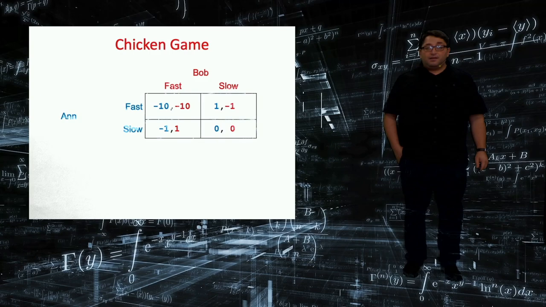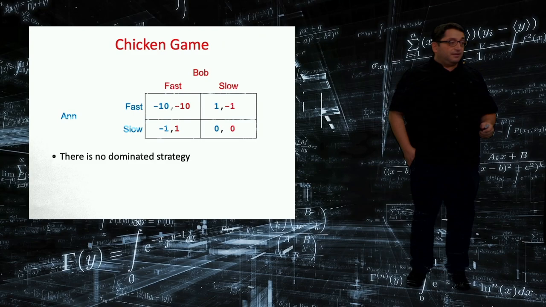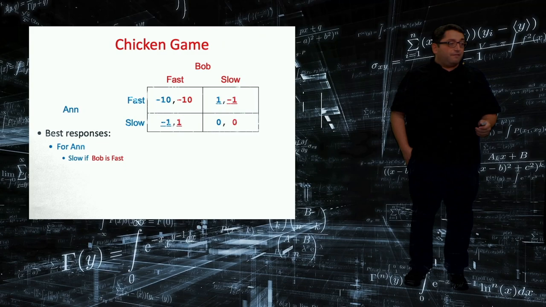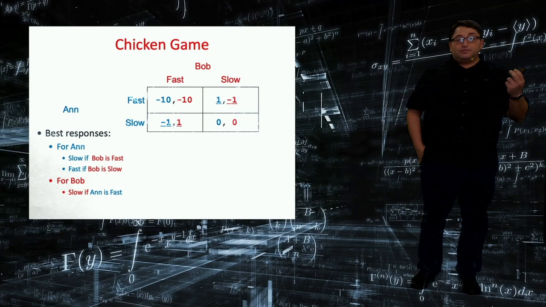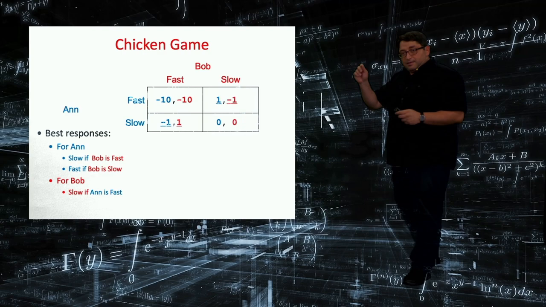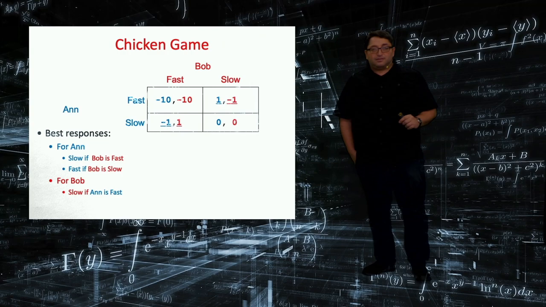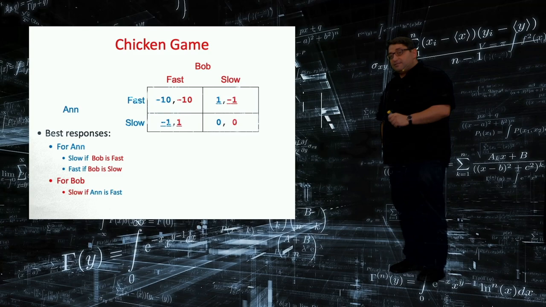So therefore, in order to find the Nash equilibrium, I will go ahead and find the best responses. So what's the best response for N if Bob goes fast? Then N would definitely slow down. If Bob goes slow, then N would be fast. And similarly, Bob will be fast if N is slow, and Bob will be slow if N is fast. And if we underline the best responses, we will see that there is a coincidence of best responses in two instances. So we have two Nash equilibria. One of them is N being slow and Bob being fast, and the other one is N being fast and Bob being slow.